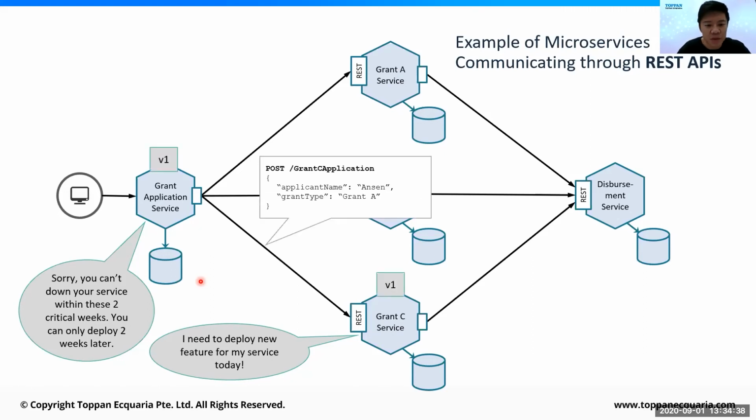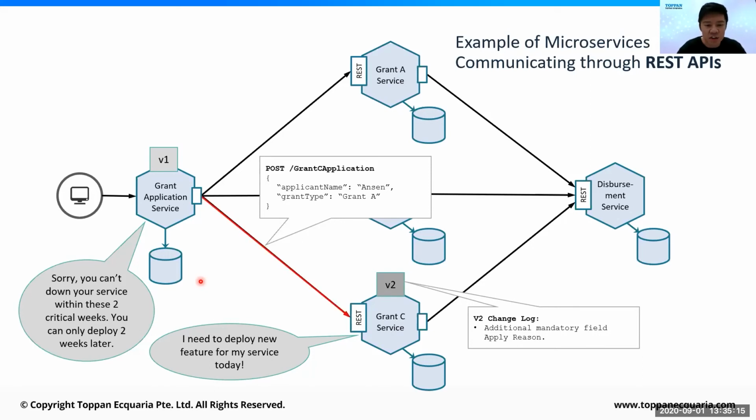In a REST-based implementation, services communicate with one another through APIs. Right? So for example, when the grant application service wants to integrate with grant C service, it may go through a POST API with 2 JSON attributes, for example, the applicant name and the grant type. So in version 1, this integration works fine, right? However, let's say grant C service is going to upgrade to version 2. And as part of the upgrade, there's a change that requires the API to pass in a mandatory attribute called application reason.